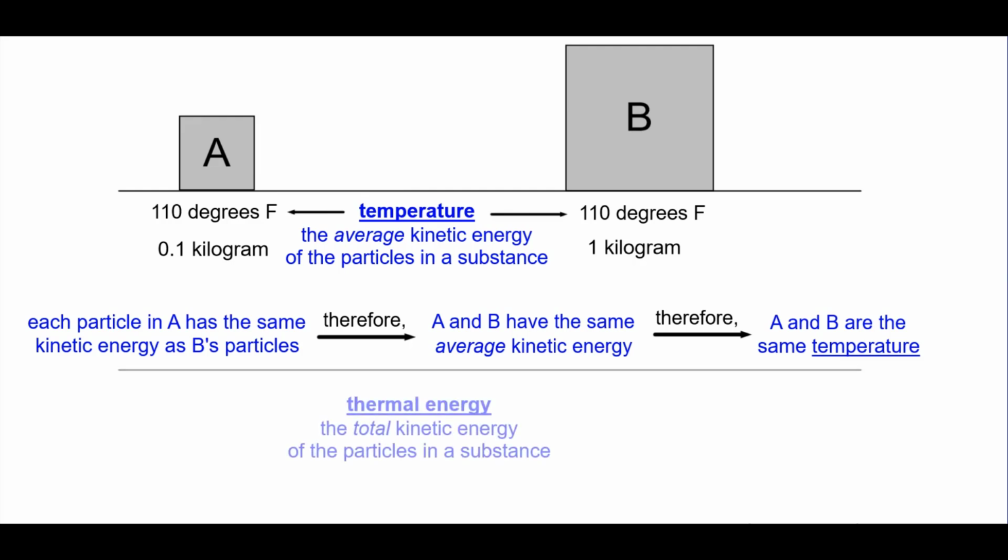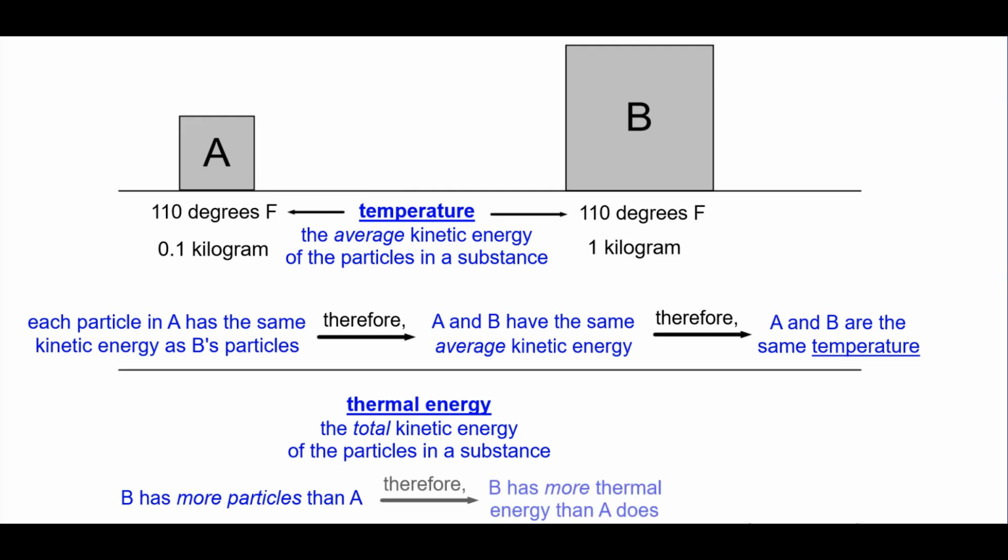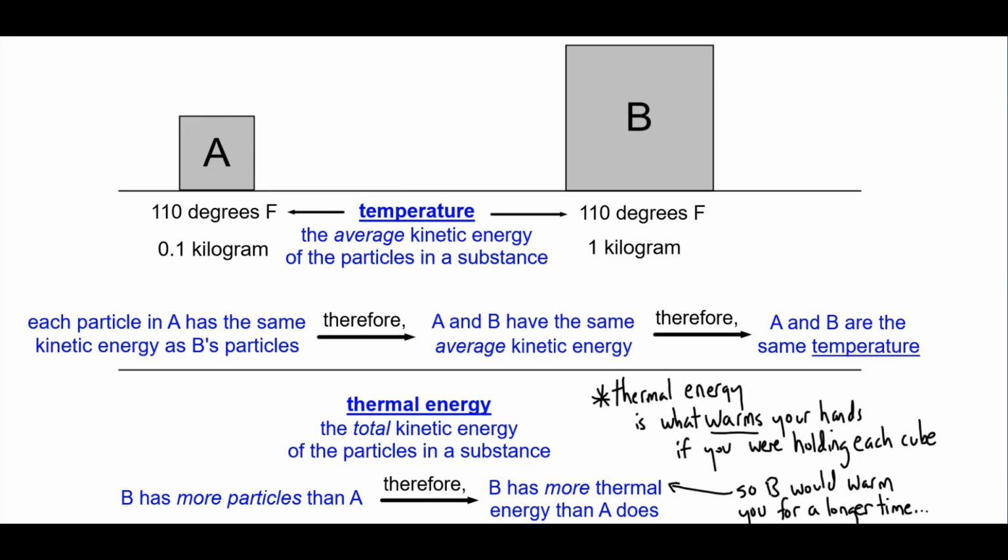But going back to thermal energy, that's the total kinetic energy, not the average, of the particles in a substance. So B is going to have 10 times more particles than A, so therefore B is going to have 10 times more thermal energy than A, even though they're the same temperature. If you're getting confused about that, but you realize that both cubes would feel equally warm to you, think about which cube would stay warm longer in your hand. Cube B is going to stay warm for much longer than A, and that's because B has 10 times more energy than A has. Get that idea into your notes, and let's move on.